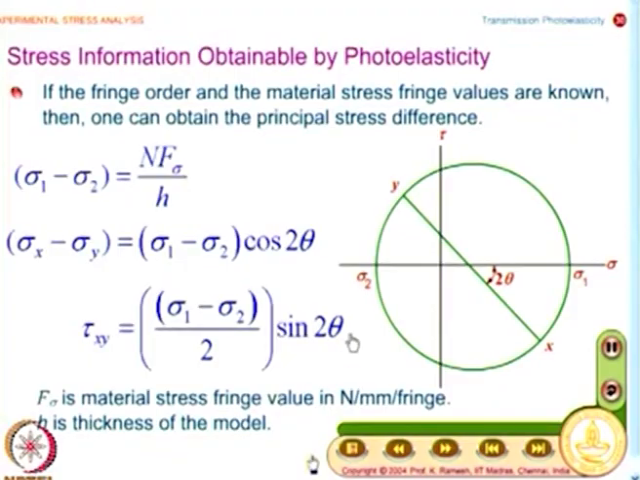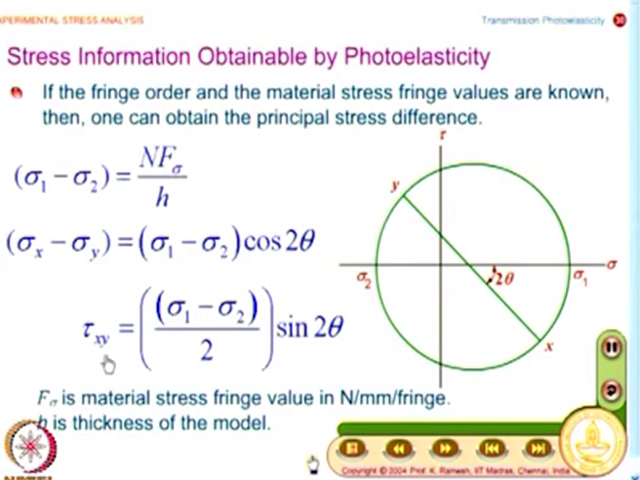and the same concepts are required when we go and understand and interpret what is the result from photoelastic analysis. So, what we have looked at here is stress information obtainable by photoelasticity. Suppose I know n, theta and f sigma, I do not have to say I get only the difference in principal stresses, I can also find out the difference in normal stresses and in-plane shear stress.